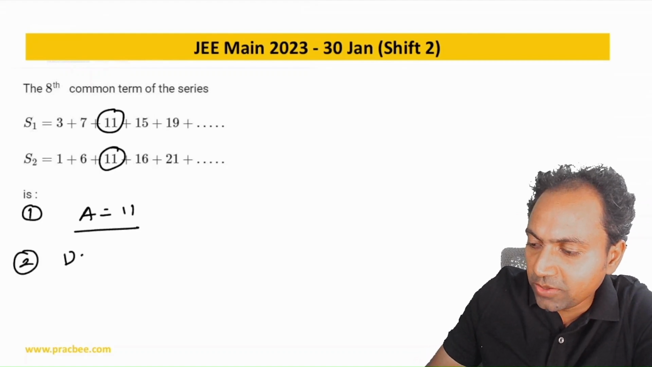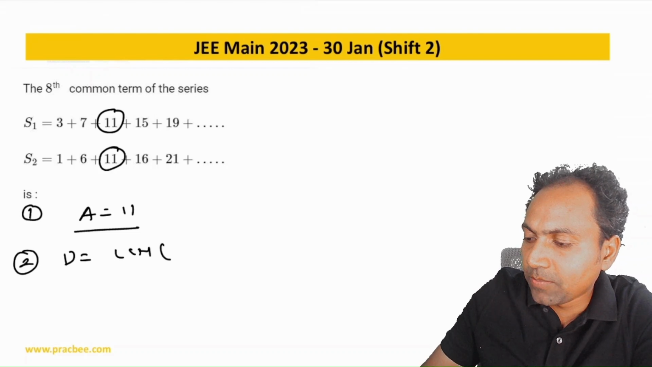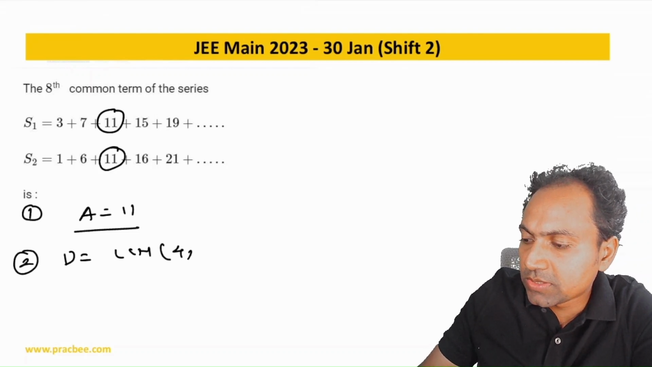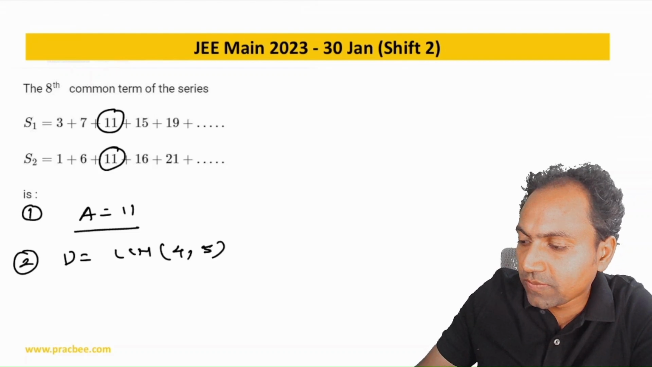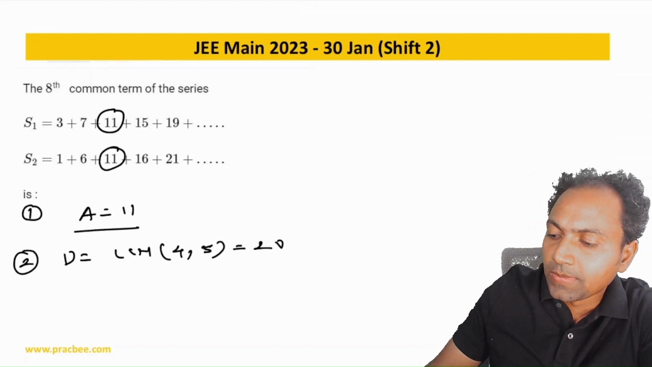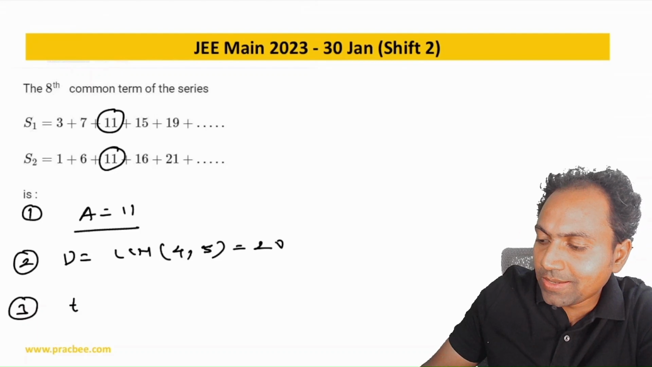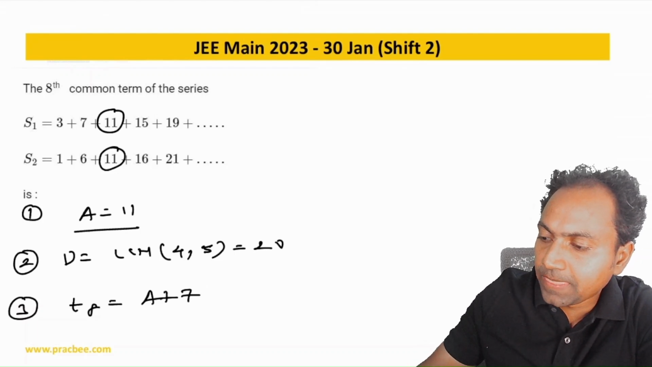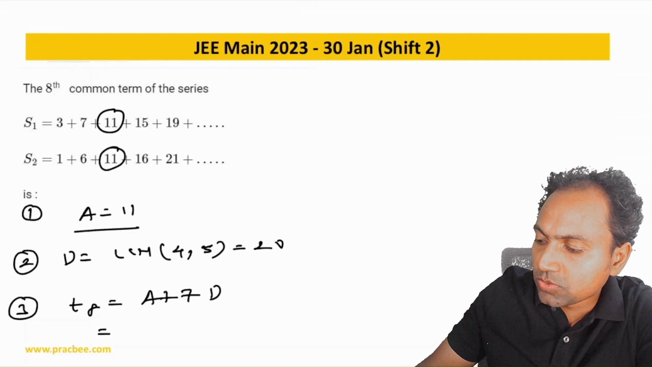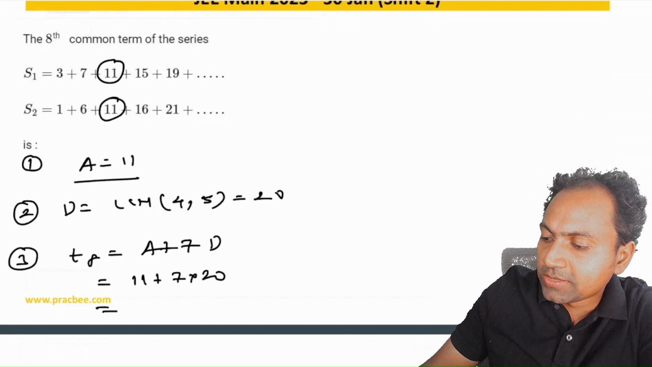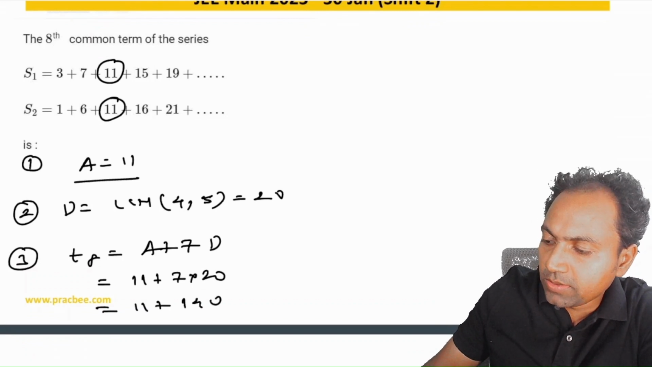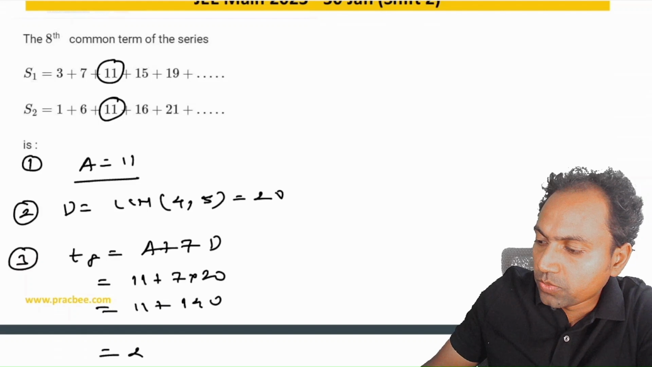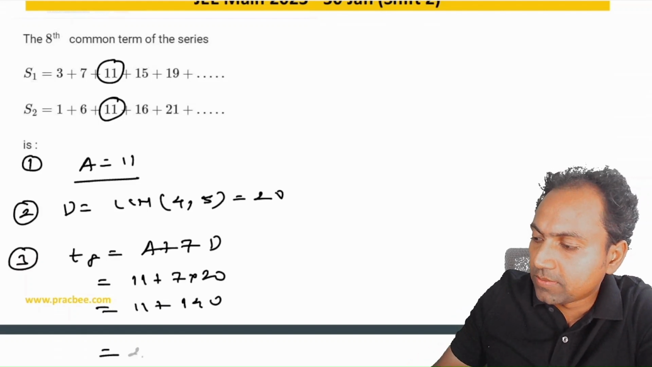In order to find the value of d, we need to take LCM of the common difference of first series, that is 4, and the second, that is 5. That comes out to be 20. The third one, if I want to find the 8th common term, it is going to be a plus 7D, capital D. And if I put the values, I get my answer. So 11 plus 7 times 20. So that is nothing but 11 plus 140. So it comes out to be 151.